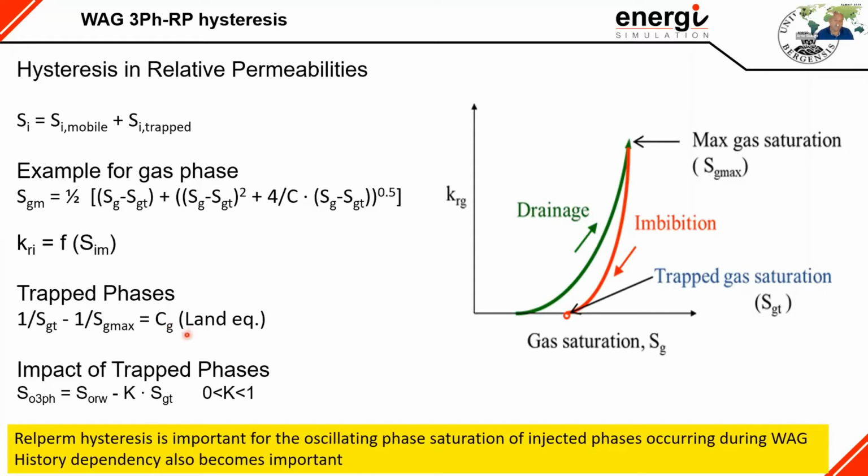And we see that it is important to have the relationship for the trapped gas over the whole saturation range. We also see that trapped gas has an impact on residual oil saturation. So if you compare to the waterflood residual, minus the constant K times the trapped gas, we find that this constant K is always between 0 and 1, so it's a positive quantity. That means three-phase residual oil saturation is usually lower than the waterflood residual. So relative permeability hysteresis is important for oscillating phase saturation occurring during WAG. But in addition to that, history dependency also becomes important.